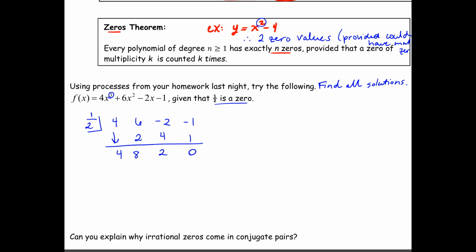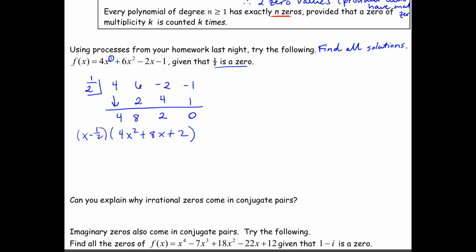So far, this function factored would look like x minus 1/2 times 4x squared plus 8x plus 2. So that's what I have so far. And right now I have a 0 value of x equals 1/2. What could I do to find the solutions to this polynomial?